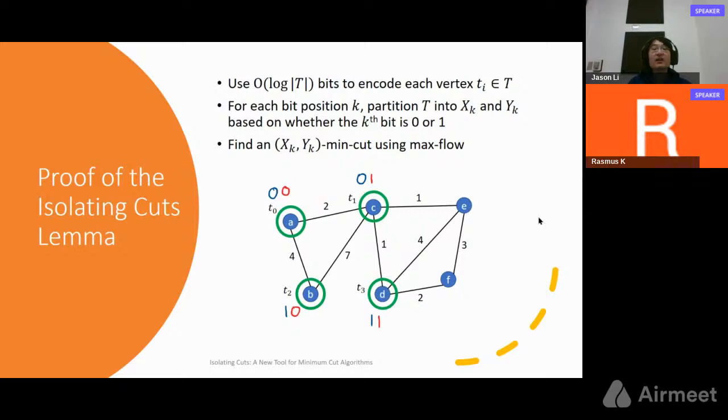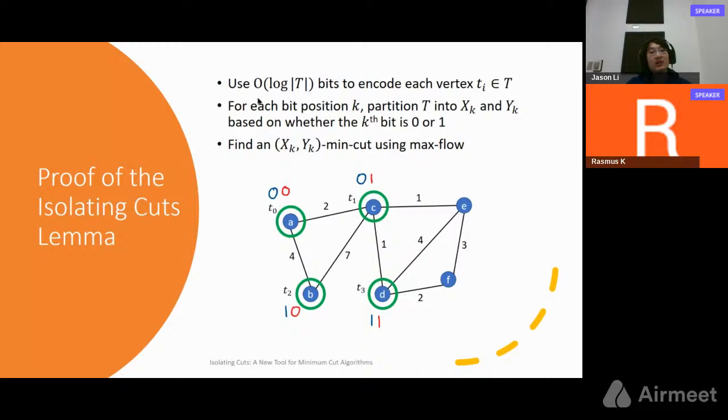Okay, so now let's give a quick proof of the isolating cuts lemma. There will be one step we'll hand wave a little, but aside from that, it'll be a complete proof. So here's how the algorithm works. Once again, the goal is to solve minimum isolating cuts using just log n ST max flows. So what the algorithm does is it first encodes each vertex, each terminal. Think of the vertices in T as terminals. Each terminal vertex is encoded using a different binary string. This takes log of size of T many bits. And now the point of this encoding is that we want to output some log n many bipartitions of the terminal set.